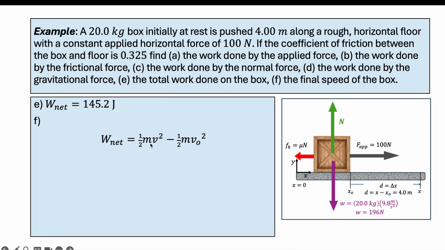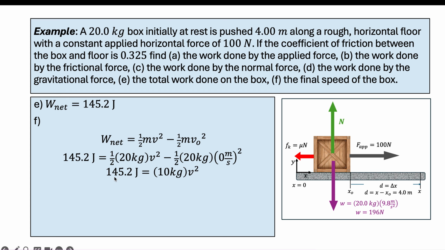My subscripts here are a little bit off, but this is the final kinetic energy minus the initial kinetic energy, where kinetic energy is 1/2 mass times the velocity squared, or the speed squared. So we know the net amount of work done by all of the forces is 145.2 joules, and this has to equal the final kinetic energy, 1/2 the mass times the final speed squared, minus the initial kinetic energy. But since the initial speed is 0, because it starts from rest, the initial kinetic energy is just 0. So this term is just 0.